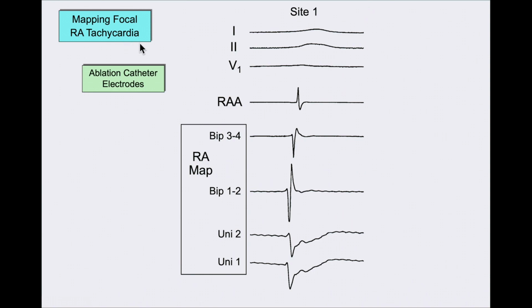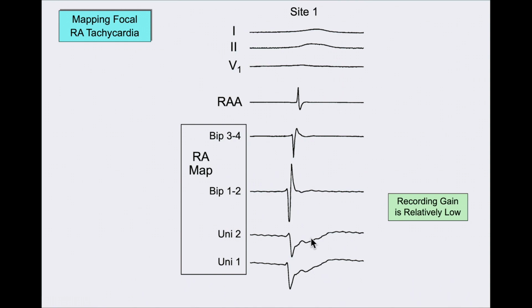Here we're mapping a focal right atrial tachycardia. Here are the ablation electrograms. Here's the proximal bipolar, the distal bipolar, unipolar 2, unipolar 1. And I want you to notice that on all my electrograms, you'll see that the recording gain is relatively low. I like to use a relatively low recording gain because that allows me to easily tell what's rounded and what's steep. And you can differentiate that.